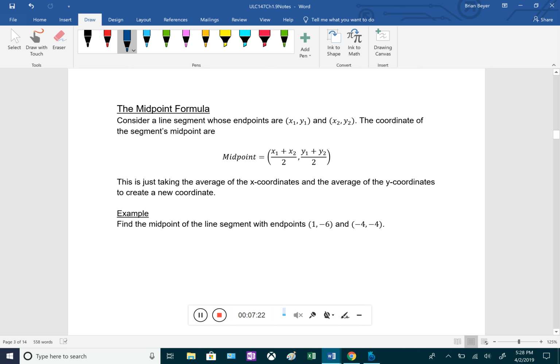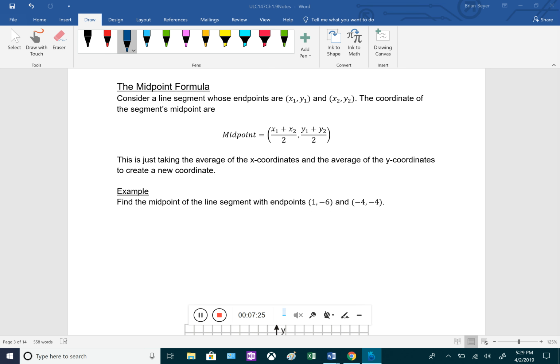Okay, so for the next thing, it's the midpoint formula. So if we have two coordinates, once again, x1, y1, and x2, y2, and we draw a line between them connecting them, we can actually find the coordinate of that line segment's midpoint using this little formula right here. So the midpoint is going to be a coordinate. It's an xy coordinate between two coordinates.